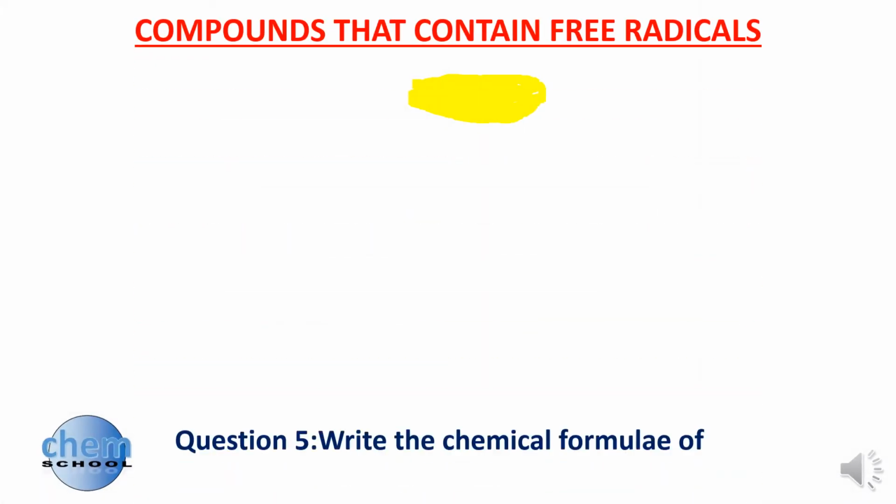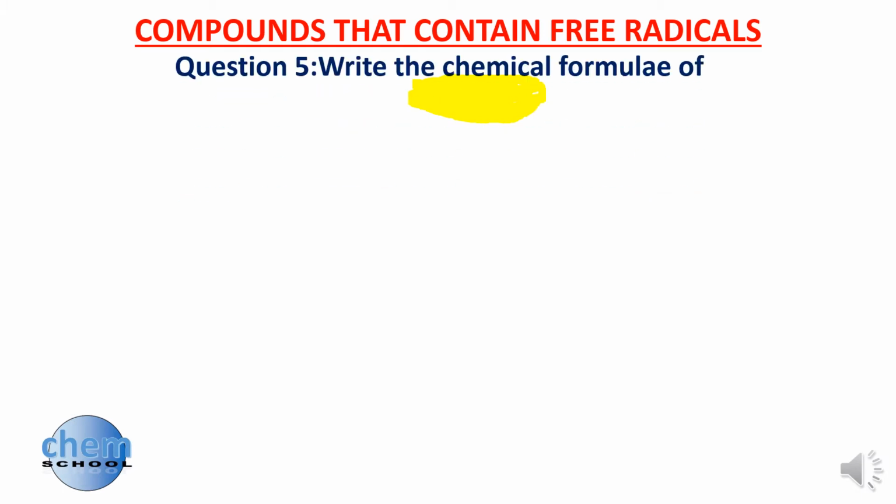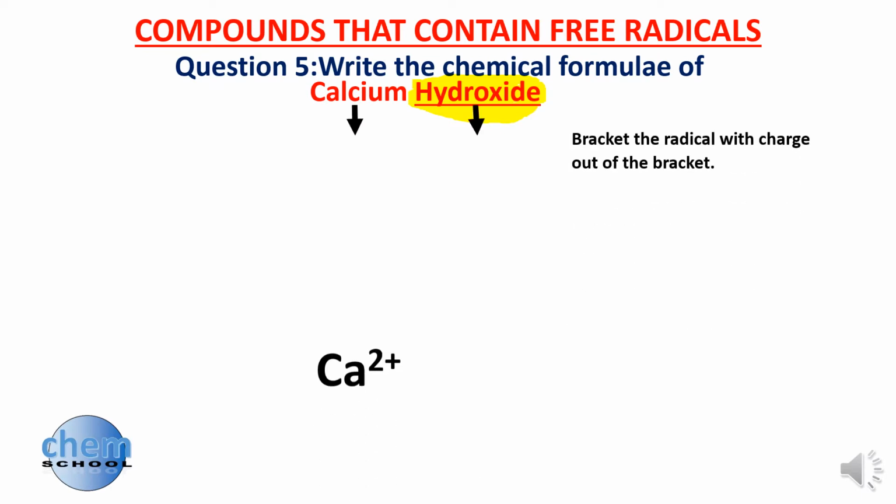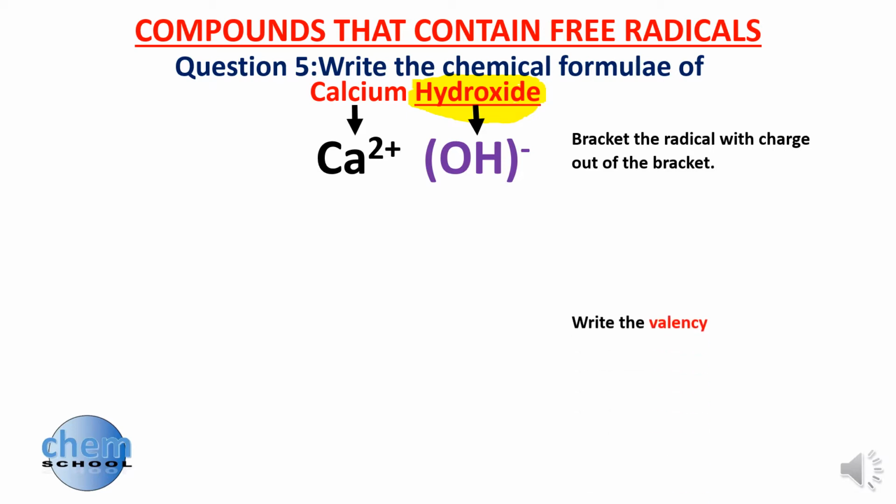Now we are headed to practice writing chemical formulas of compounds that contain radicals. You will notice that calcium is simply a metal with a predictable valency, while hydroxide is a radical. So, we treat radicals in a different way. We bracket the radical with a charge out of the bracket. Then we continue the process just as normal.